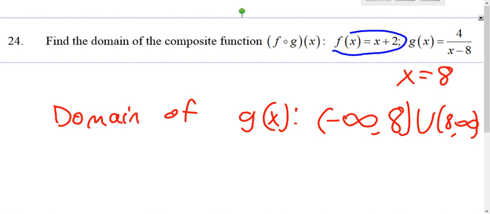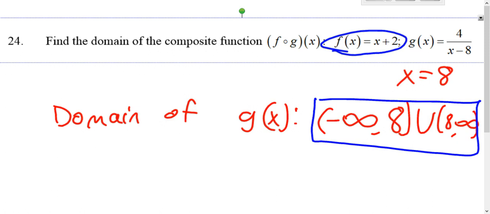Is there anything that we're not allowed to plug into f? We can plug any number in there, add 2 to it, you still get an answer. So the domain of g that works all the way through f, we don't have to remove anything because everything works in f. So this is our final answer, because all of those numbers would work all the way through if you plug them into f.